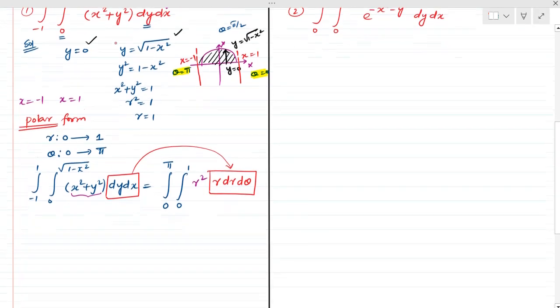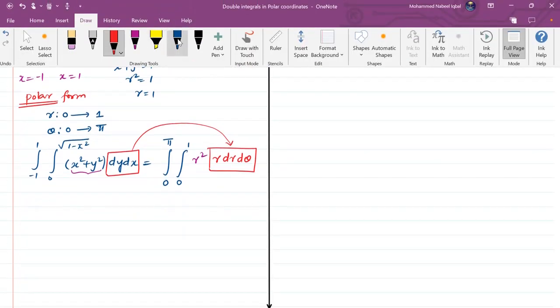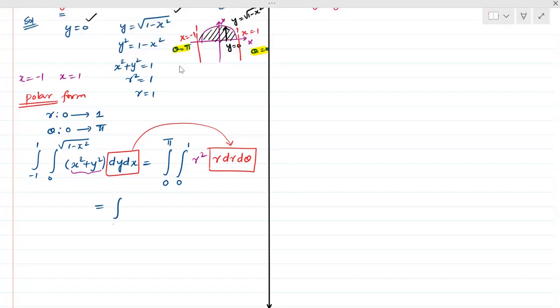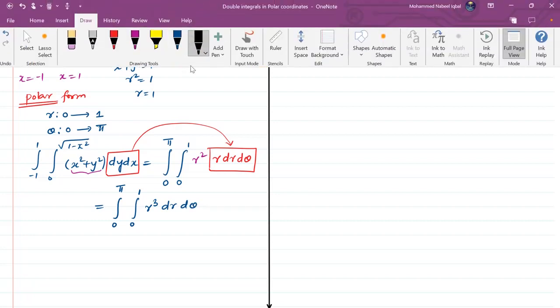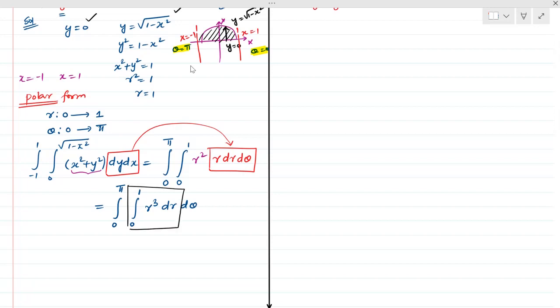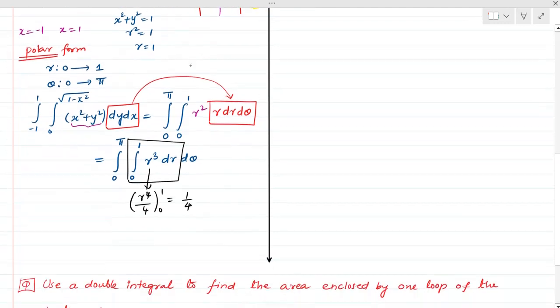Now you simplify this integration. In r and theta, it is the integral 0 to pi and the integral 0 to 1. If you multiply, it becomes r power 3 dr d theta. As usual, I will integrate the innermost integral with respect to r first, then with theta. If you integrate r power 4 over 4, the limit is 0 to 1. When you substitute the limit, it is 1 over 4, which is a constant, so I will take it outside. What is the remaining integral? Integral 0 to pi of d theta.